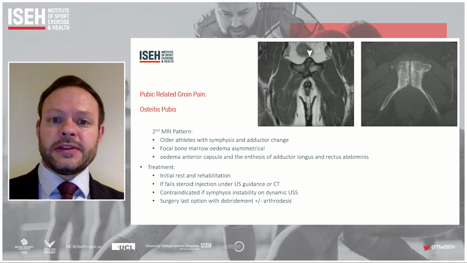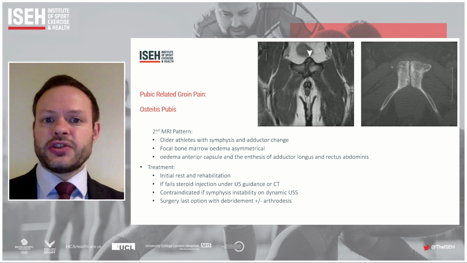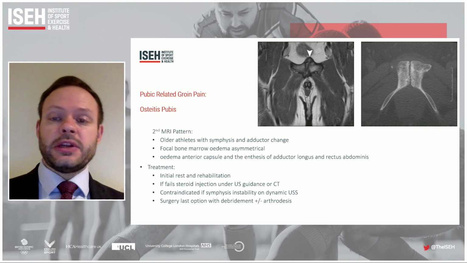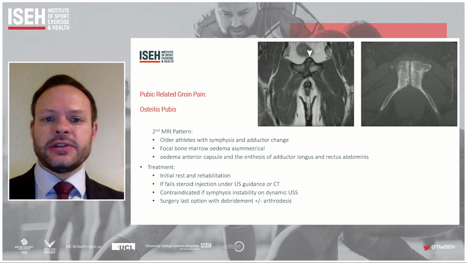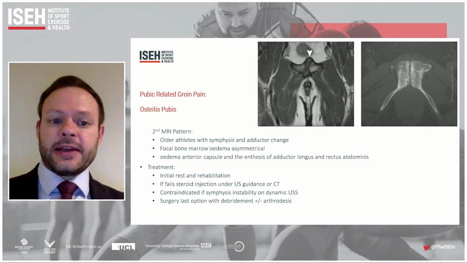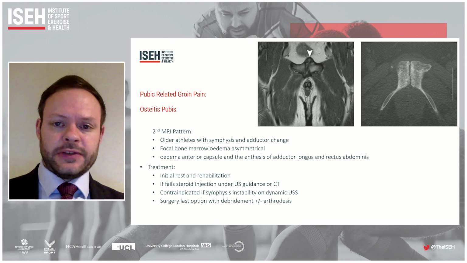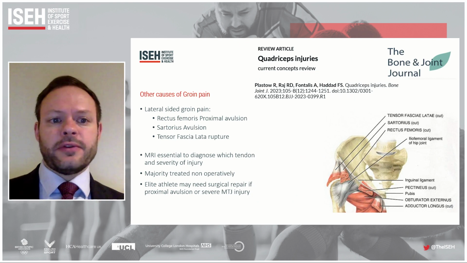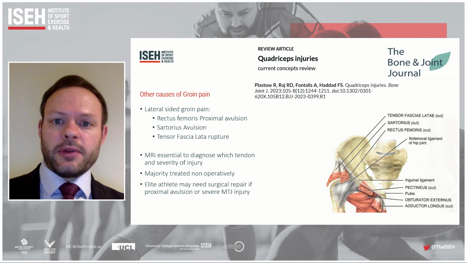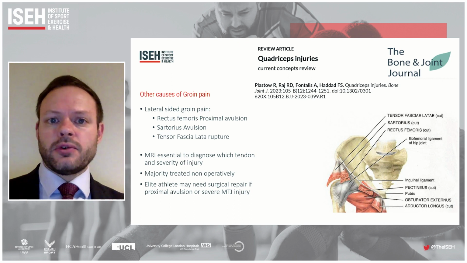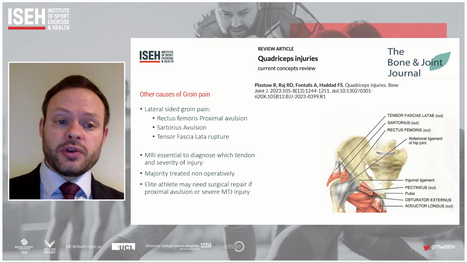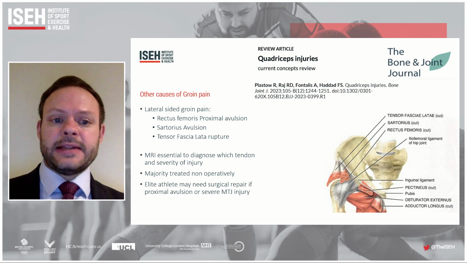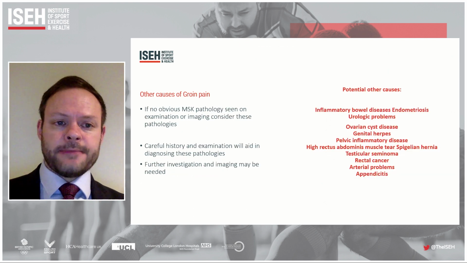The second pattern is in older athletes, and they can have damage to the pubic symphysis, and the treatment is, again, initial rest and rehabilitation, potential injections, and last resort being debridement and arthrodesis. Other causes of groin pain can be on the lateral side, with tendon ruptures such as the rectus femoris proximal avulsion. And we've just published a review article on quadriceps injuries in the Bone and Joint Journal, which you can look at. The majority being treated non-operatively, but the elite level athlete may need surgical repair.